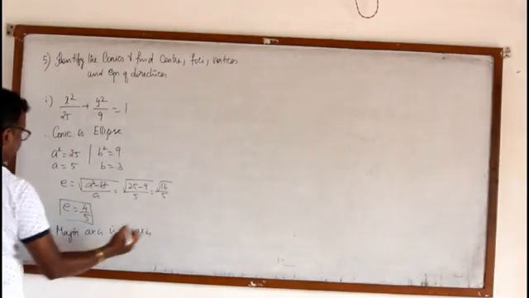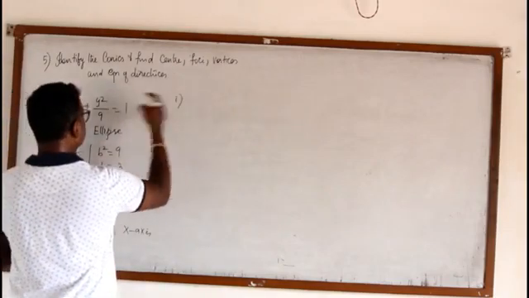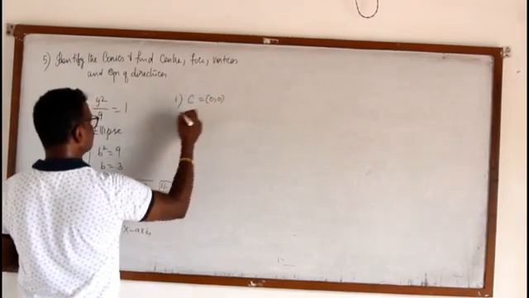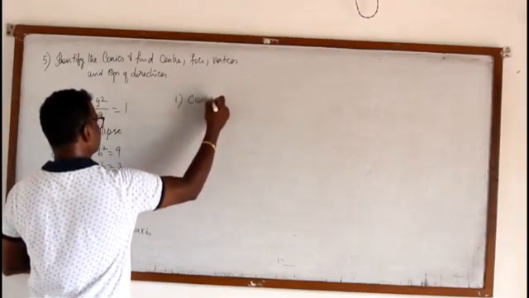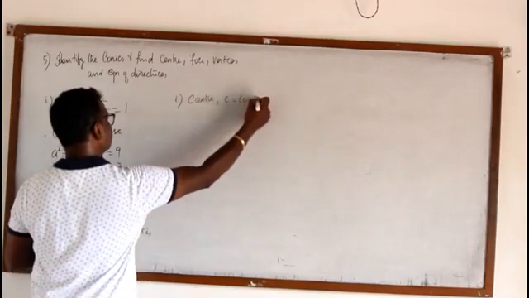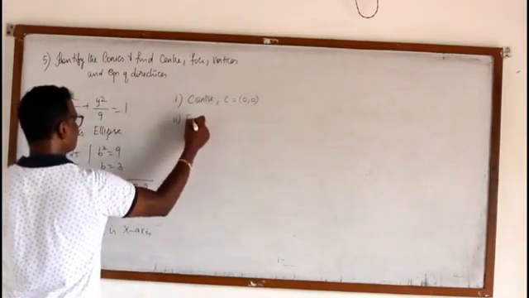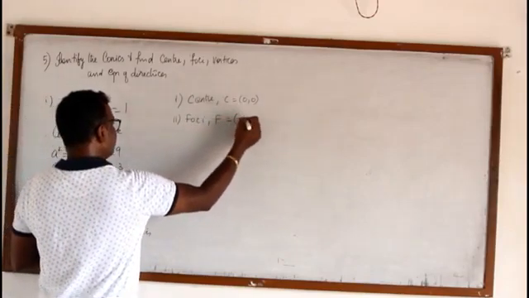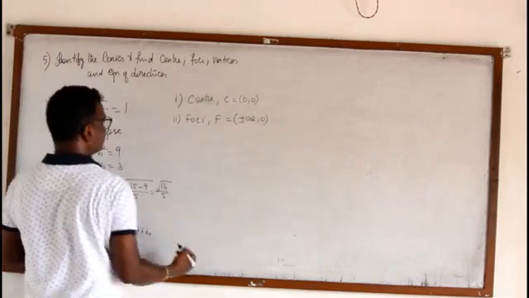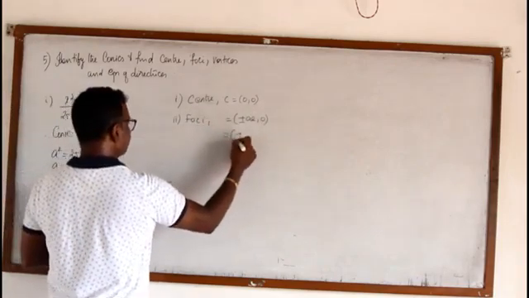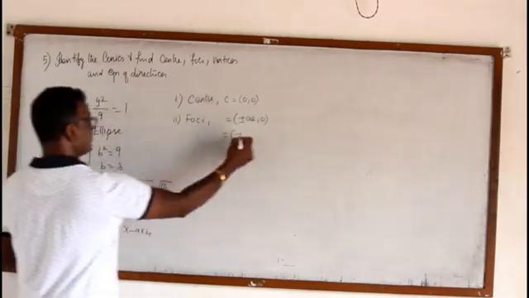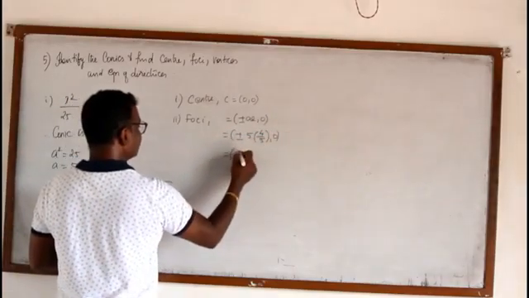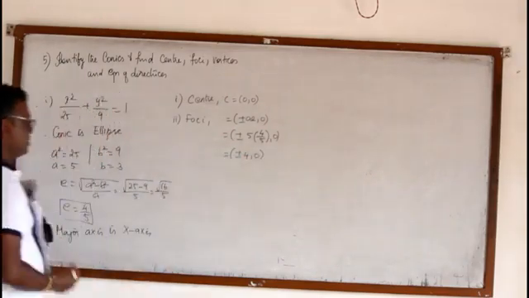So now I can write all the remaining. First one is center. There is no extra term with x square and y square, so center is 0, 0. Or you write center c equal to 0, 0. Second one, foci. Major axis is x-axis, so foci is plus or minus ae, 0. Plus or minus, a is 5, e is 4 by 5, 0. So it is plus or minus 4, 0.